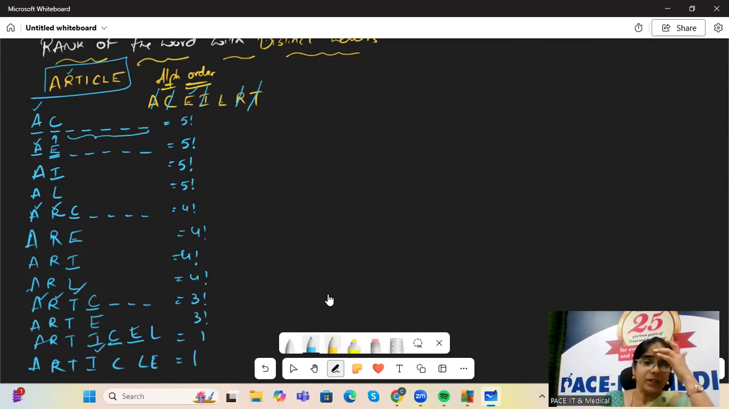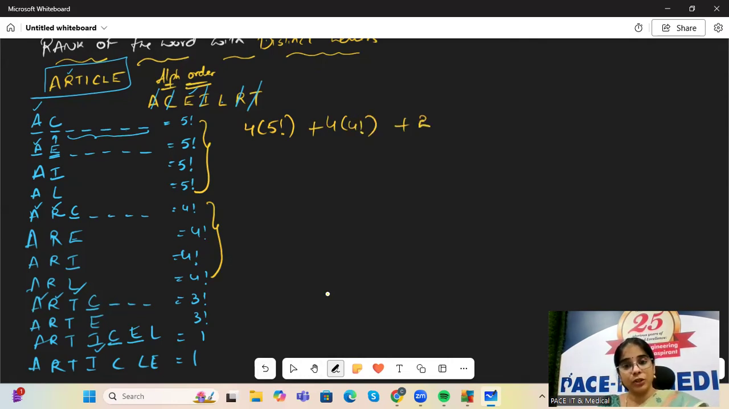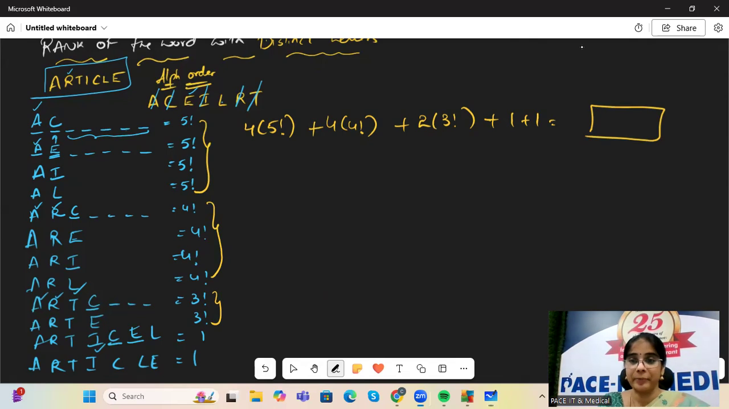So now finally, what is the count that I got? How many 5 factorials did I get? I got 4 into 5 factorial base, right? Plus altogether how many ways is what I'm just counting on. So again, another 4 into 4 factorial, plus 2 times 3 factorial, because we have 3 factorials repeated twice. Again, plus 1, plus 1. So whatever be it, that will be your final answer there. Clear?